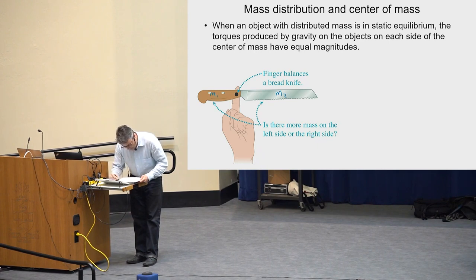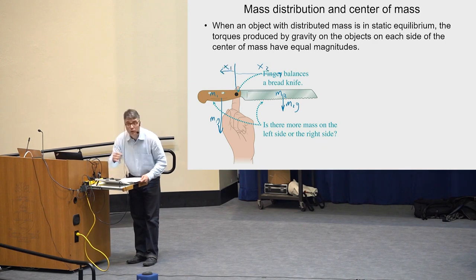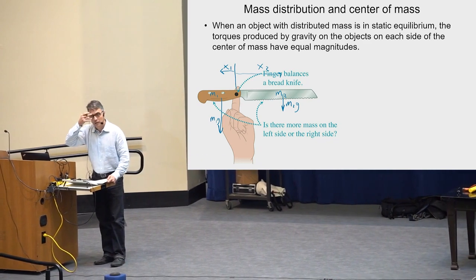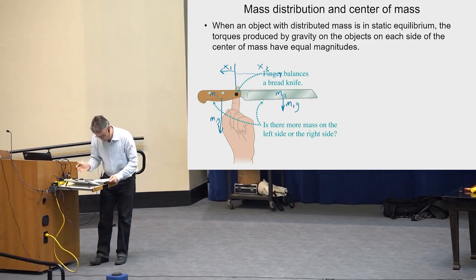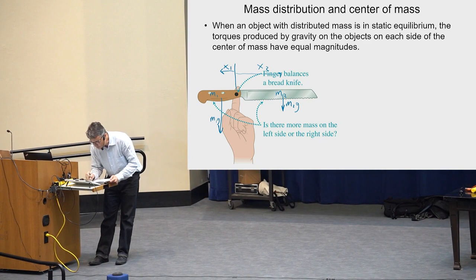Well, the handle is more massive, this is M1G, than the knife part because it's much thinner. So M2G is less. But if you put the rotation axis here, this distance x2 is greater than this distance x1. And so the torques are equal and opposite, even though the masses are not the same. So there's more mass on the left side. More mass on the left.